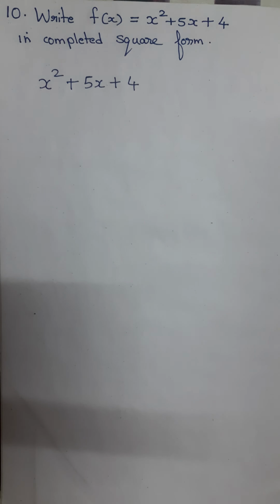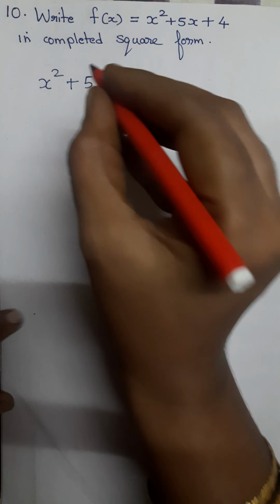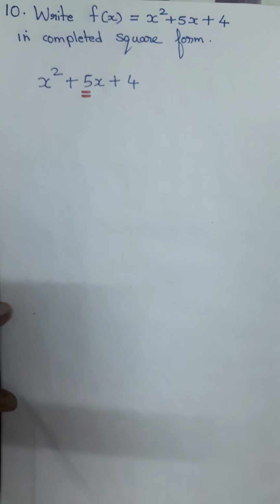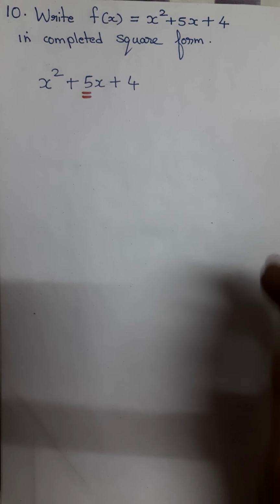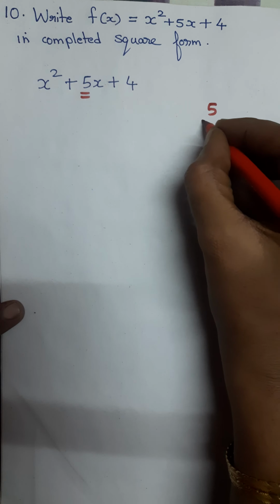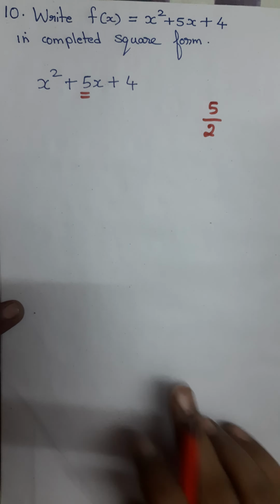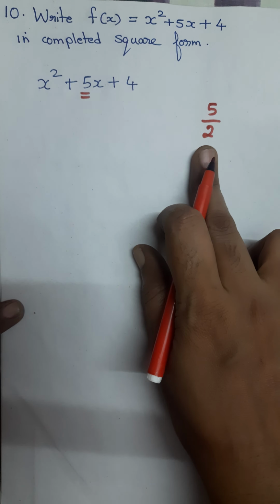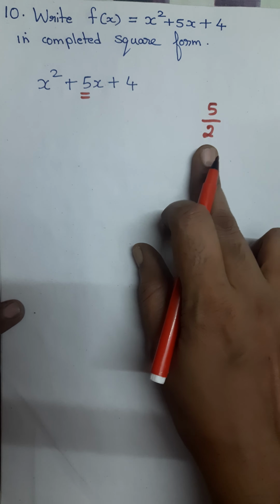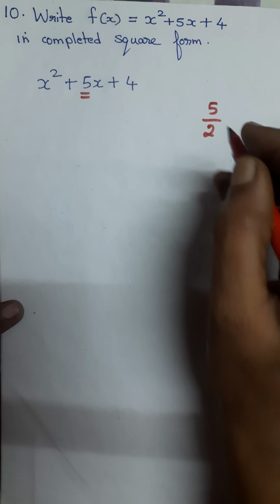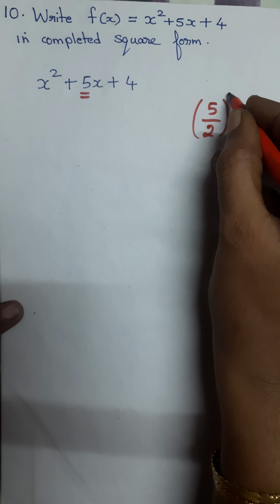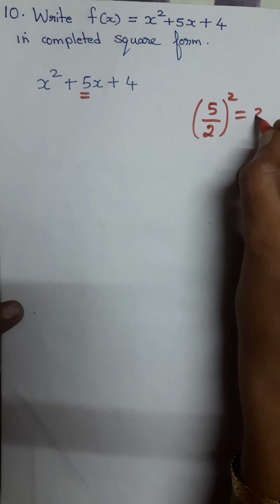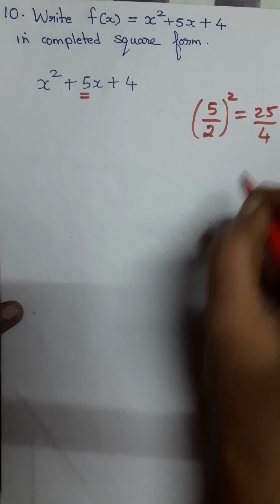Now what we have to do is, always for writing in the completed square form, we have to see the second term. Whatever be the second term, always divide it by 2. So you have to select the second term. For whatever is the question, you have to divide by 2. After that, the answer you get, you have to square. So when you square, you will have 25 by 4.